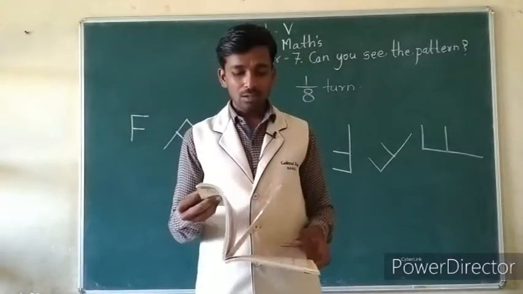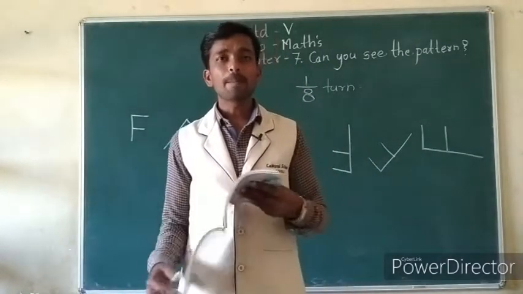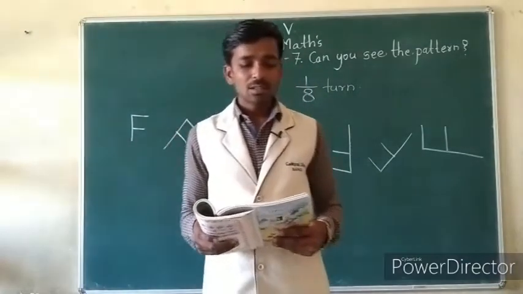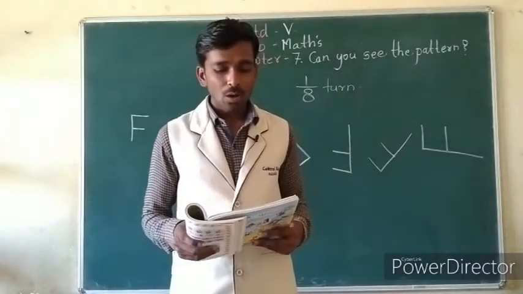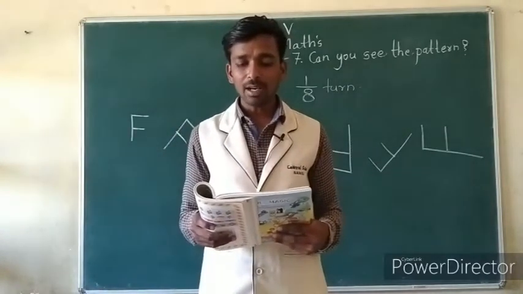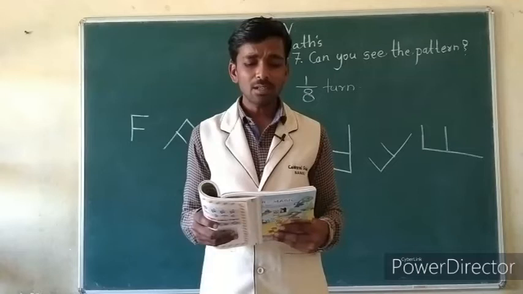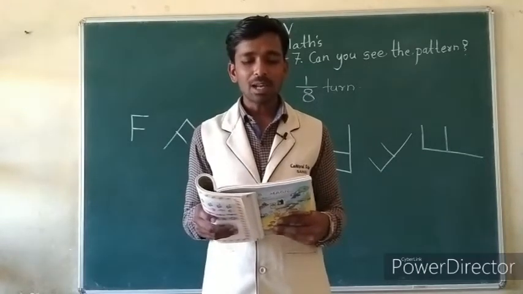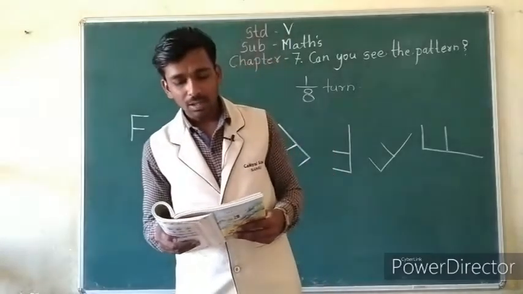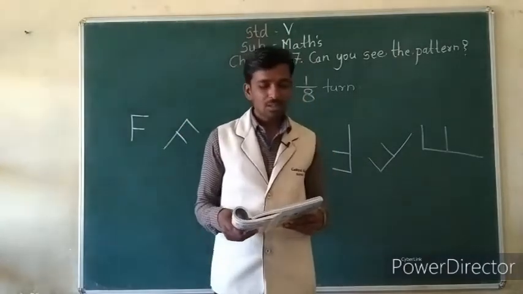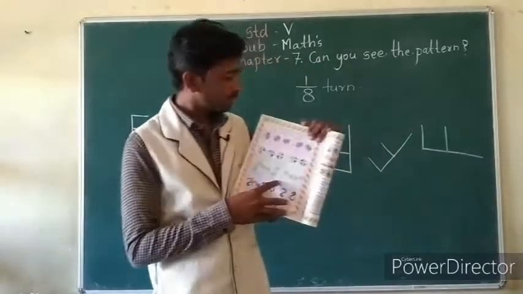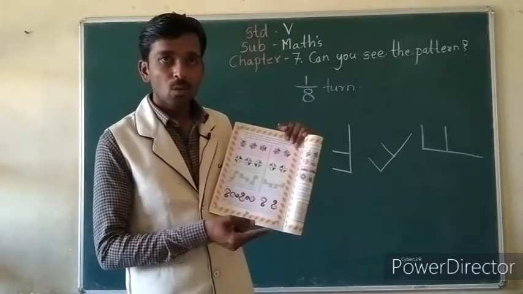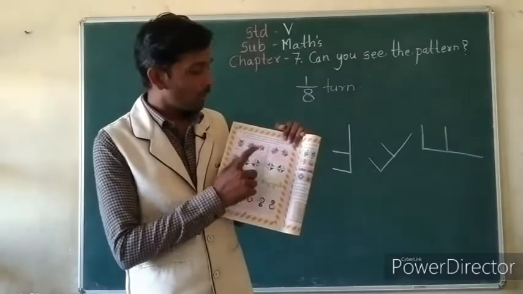Okay, next one, page number 102. On the page number 102, some patterns are given below. On the left side of the red line, for each pattern write the rule, then choose what comes next from the right side of the line and tick it. See here they can give us a pattern. Okay, and what is the next block? You have to find here.